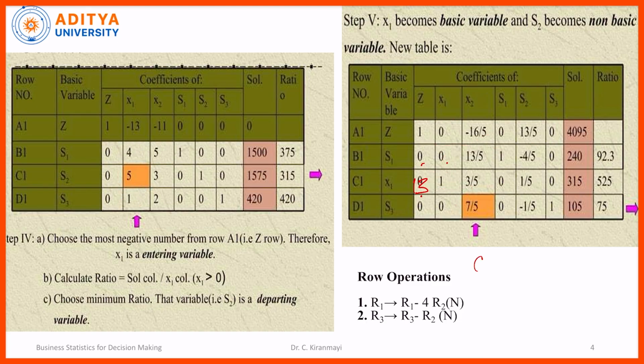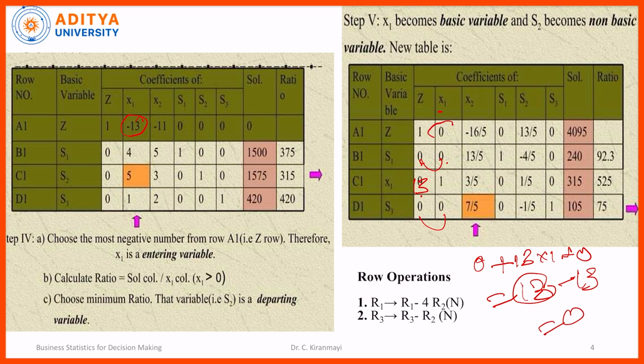Therefore, 0 into 0 plus 13 into 1 plus 0 into 0, again 0, and this is going to be 13. And this 13 must be subtracted from the corresponding x1 initial coefficient value, which is minus 13. So, 13 minus 13 is going to be 0. Therefore, the net evaluation for x1 in the first iteration is going to be 0.